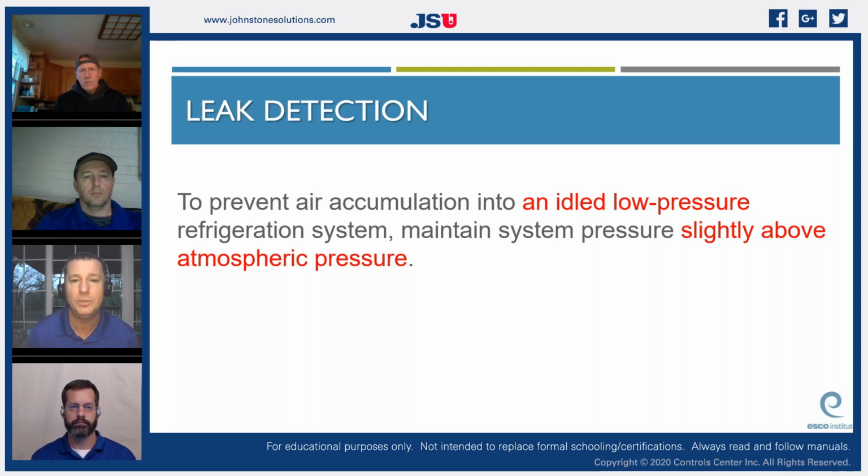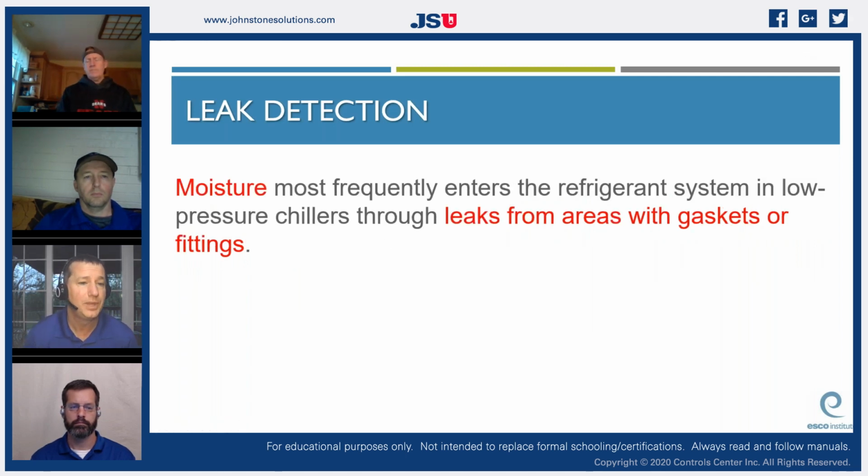To prevent air accumulation into an idle low pressure system, say it's on a shutdown for leak inspection, we have to maintain that system slightly above atmospheric. We can't let it get too warm, right? So we have to be real careful with the pressure, and we have to monitor the pressure inside of that. Moisture most frequently enters the refrigeration system in low pressure chillers through leaks from areas with gaskets or fittings.